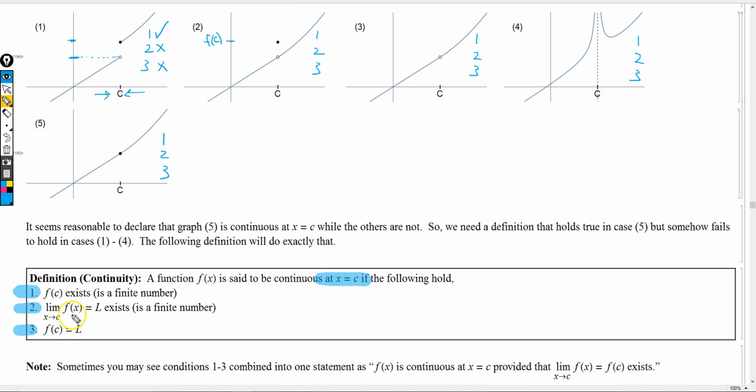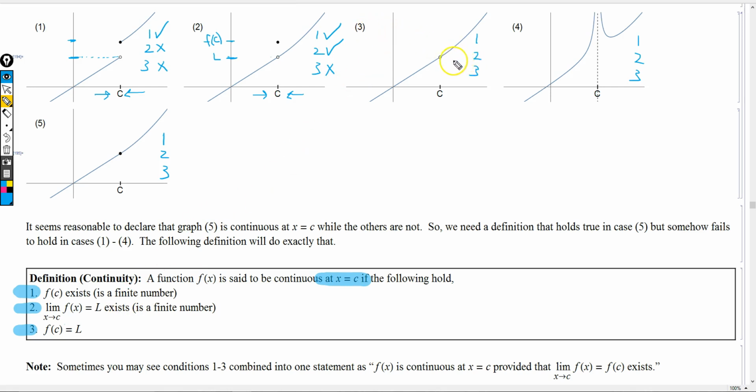Number 2, the limit as x approaches c of f of x, well, as I approach c from the left and from the right, my function is getting closer to actually this number right here on the y-axis. That would be the L. You see that as I move this way, the y values are getting closer to that number from both directions. So 1 is satisfied, 2 is satisfied. However, as you can see, f of c doesn't equal L, so 3 is not satisfied.